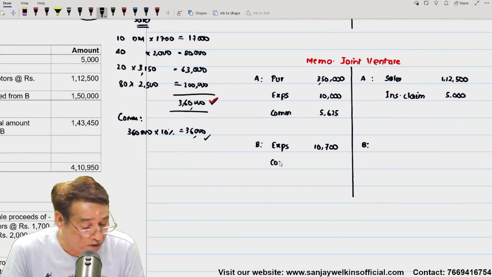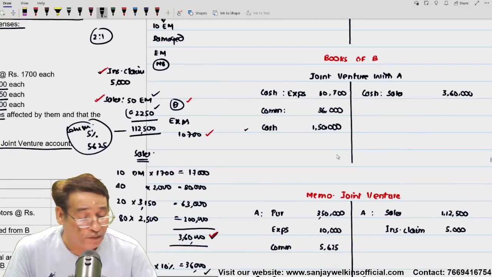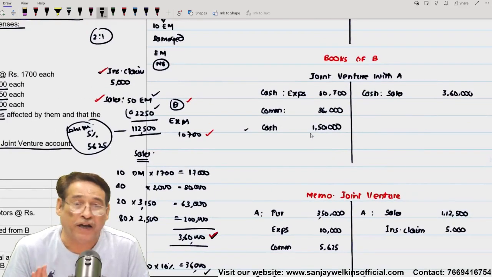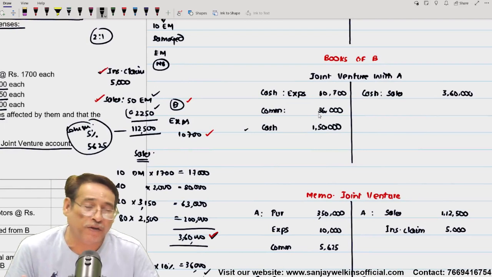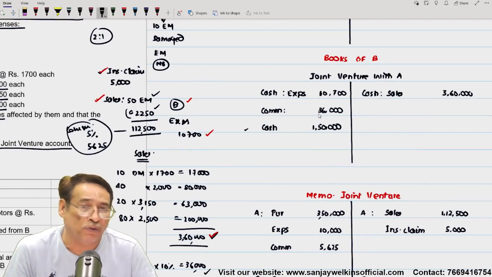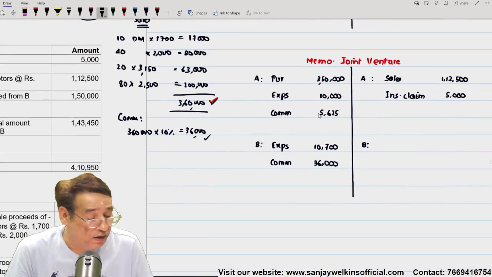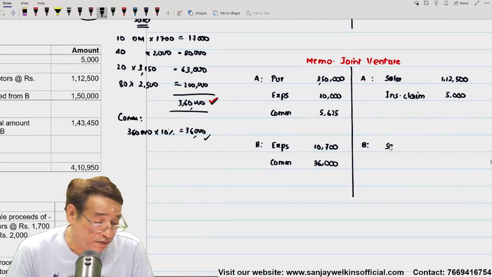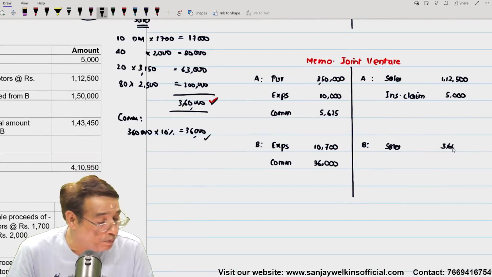His commission is equal to 36,000. And we are not going to write cash because this cash also appears in the books of A. Now cash sales, sales of B is equal to 3,60,000. So this is how you are going to prepare the memorandum joint venture account.